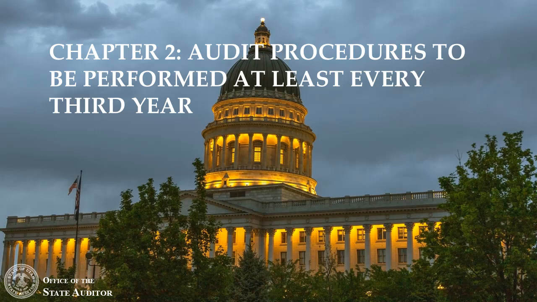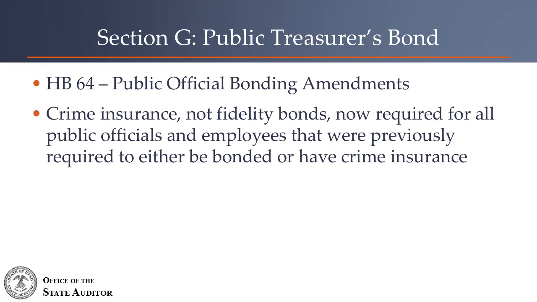Now we'll move on to updates that were made in Chapter 2 of the SCAG. There was only one update made to Chapter 2 of the SCAG. The changes found in Section G, Public Treasurer's Bond.